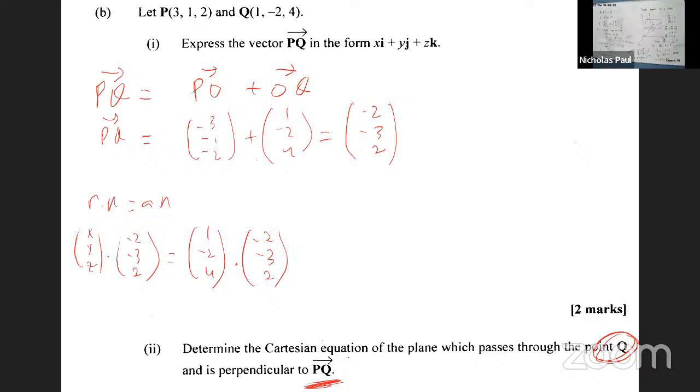So when you multiply this out, you'll get -2x -3y plus 2z is equal to -2 plus 6 plus 8. Right? That's 10. 10 or 12? 12. So therefore, the Cartesian equation of the plane is -2x -3y plus 2z is 12.